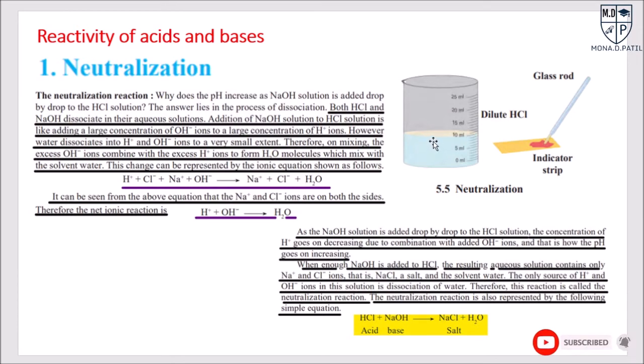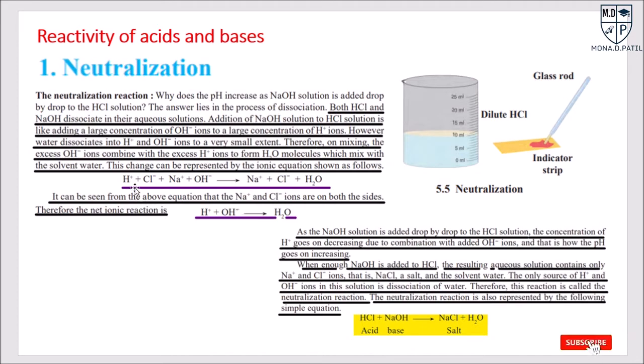Addition of NaOH solution to HCl, or hydrochloric acid solution, is like adding a large concentration of OH minus ions to a large concentration of H plus ions. However, water is dissociated into hydrogen and hydroxide ions to a very small extent. Therefore, on mixing, the excess of OH minus combines with the excess of H plus ions to form H2O molecules, which mix with the solvent water. This change can be represented by the ionic equation.